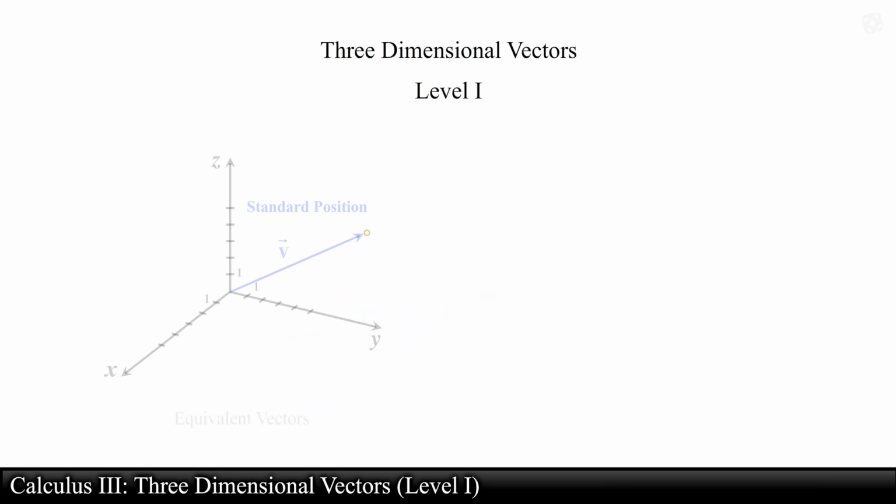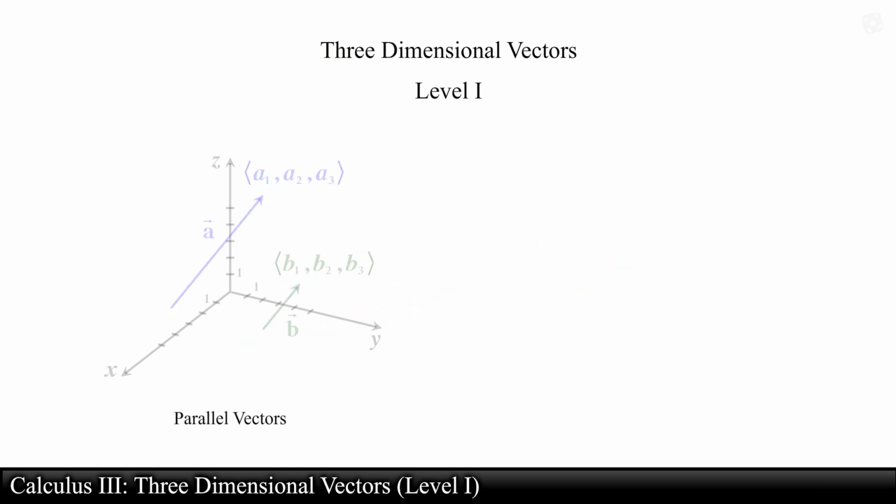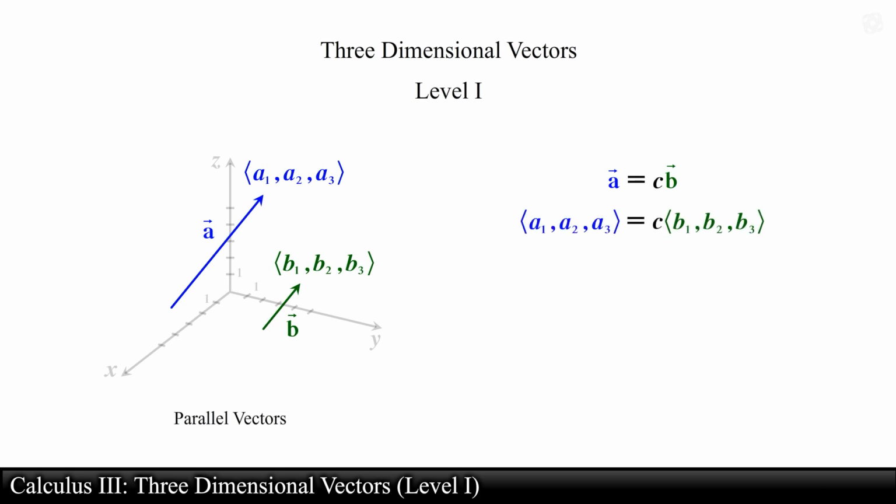Lastly, many of the properties for two-dimensional vectors also apply to three-dimensional vectors. For example, two vectors are still equal if and only if the components of both vectors are equal. In other words, vector u is equal to vector v if and only if the x components, y components, and z components are equal. Two non-zero vectors are still parallel if there is some scalar c such that vector a equals the scalar c times vector b. In other words, the x, y, and z components of vector a are a constant multiple of the x, y, and z components of vector b, respectively.